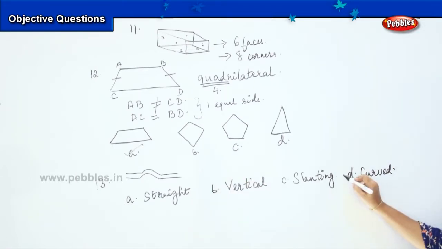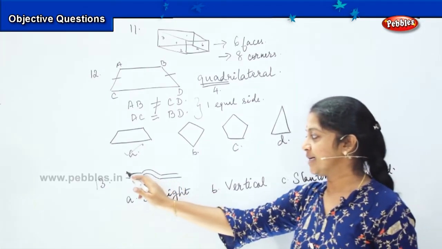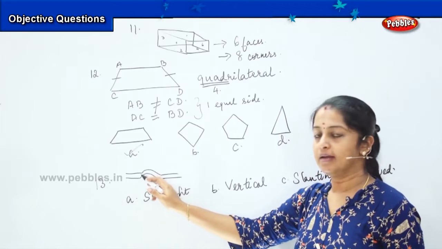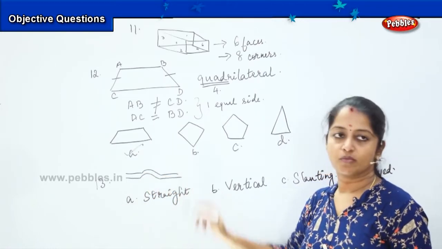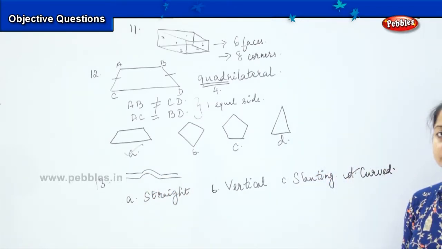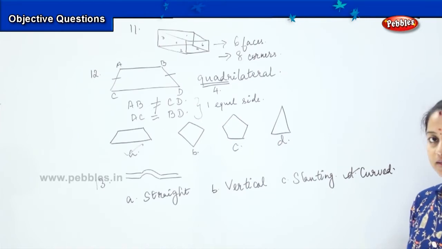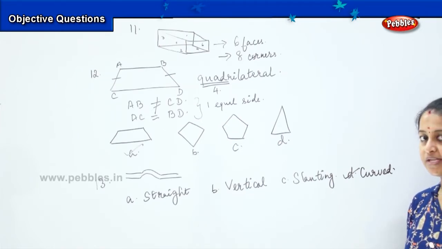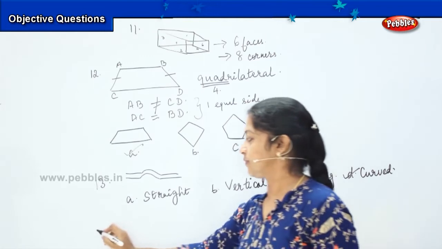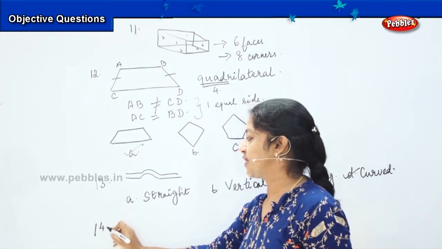Good. The answer is option D. It's a curved line. It starts with a small sleeping line and then it bends and forms a curved line. So are you clear with it? Shall we move to the next question? Here is your next question.